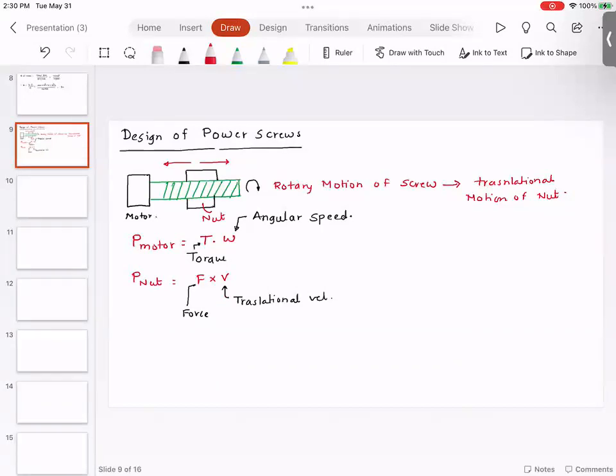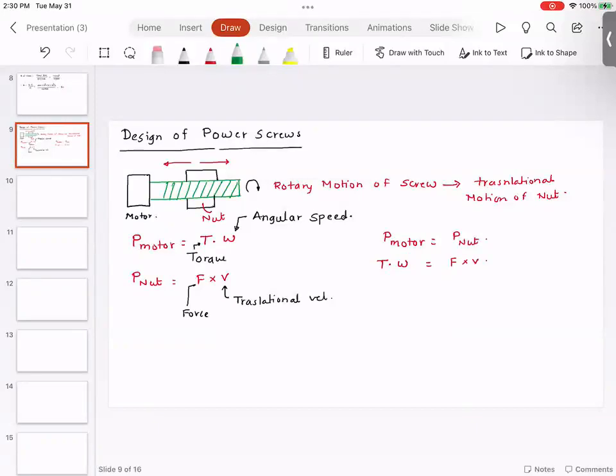By the conservation of energy, energy can neither be destroyed nor be generated. It can only change form. So in an ideal case where there is no friction, I can write this equation as P motor is equal to P nut. P motor is T times omega, which is equal to F times V.